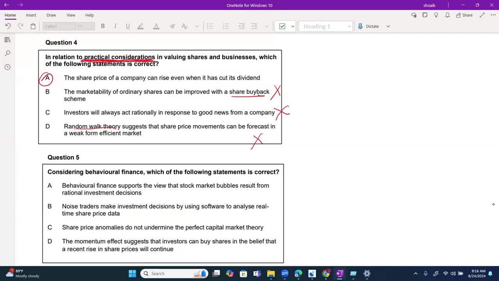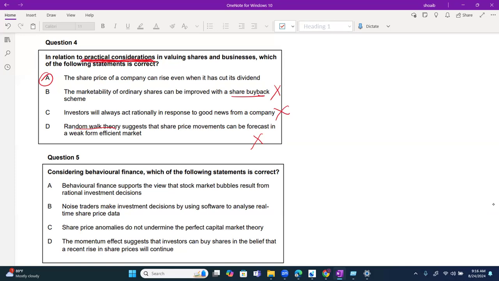If there is a good announcement, good news announcement, share prices will increase. If there is a bad announcement, share price will decrease. That is called random walk. So random walk is not forecasting. Random walk is the response to the announcement of the news.